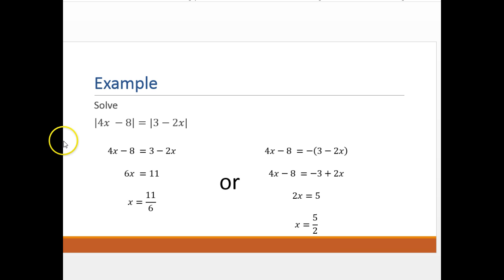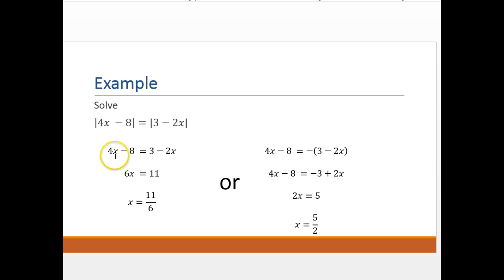There are situations where you have two absolute values equal to each other, and this is really not that difficult to undertake. If I have the absolute value of 4x minus 8 equals the absolute value of 3 minus 2x, one situation is I drop both absolute values, I get 4x minus 8 equals 3 minus 2x. The other situation is I drop the absolute values and make one side negative. So 4x minus 8 equals negative times 3 minus 2x.